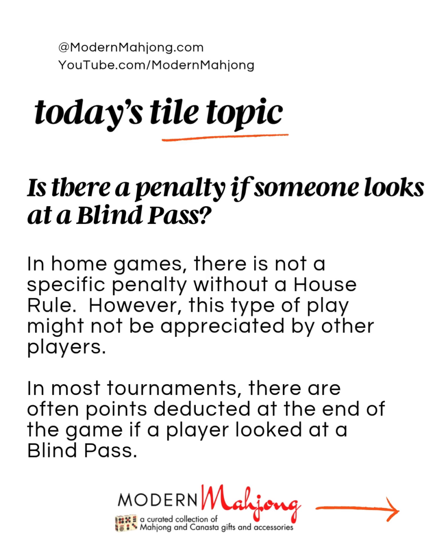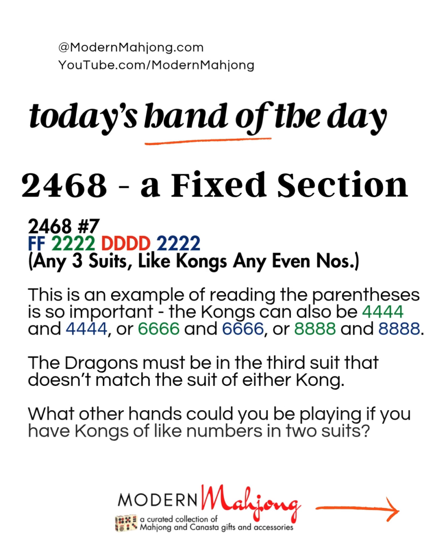Today's hand of the day is 2468, a fixed section. We're in number 7, and it's a pair of flowers, a Kong of 2s, a Kong of dragons, a Kong of 2s in a second suit. So this is 3 suits. The Kongs cannot be in the same suit, and the dragons must be the 3rd suit. This is an example of why reading parentheses is important, because the Kongs could also be 4s, 6s, or 8s. And the dragon must be in a 3rd suit that doesn't match the suit of either Kong. What other hands could you be playing if you have Kongs of like numbers in 2 suits? Check out the card and comment below.